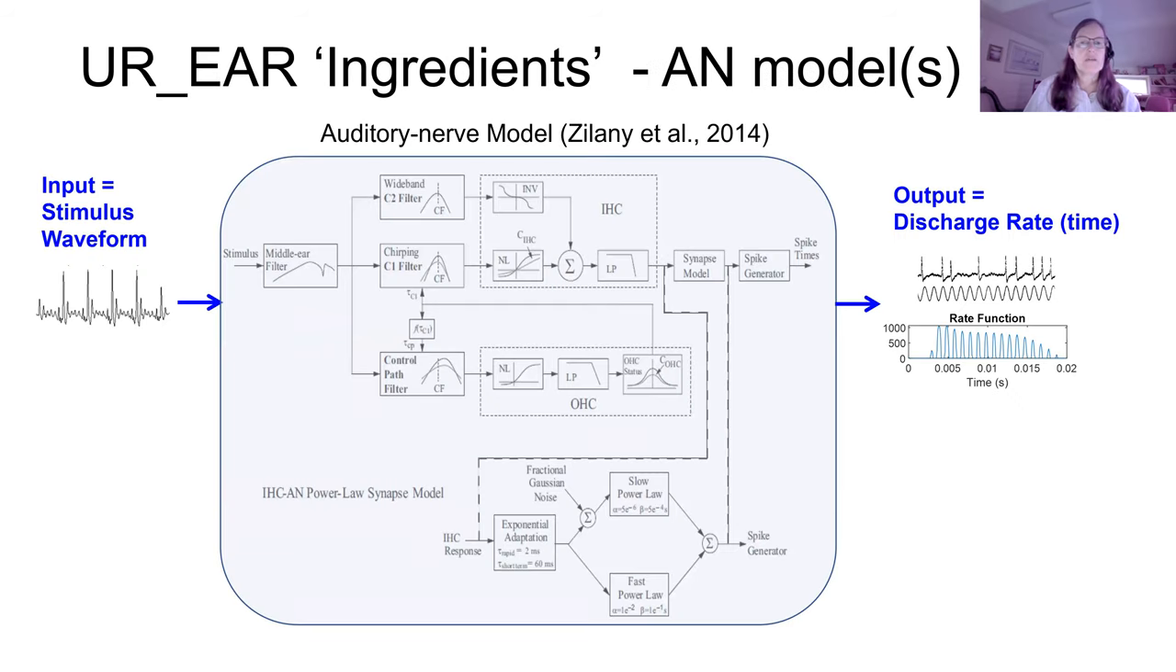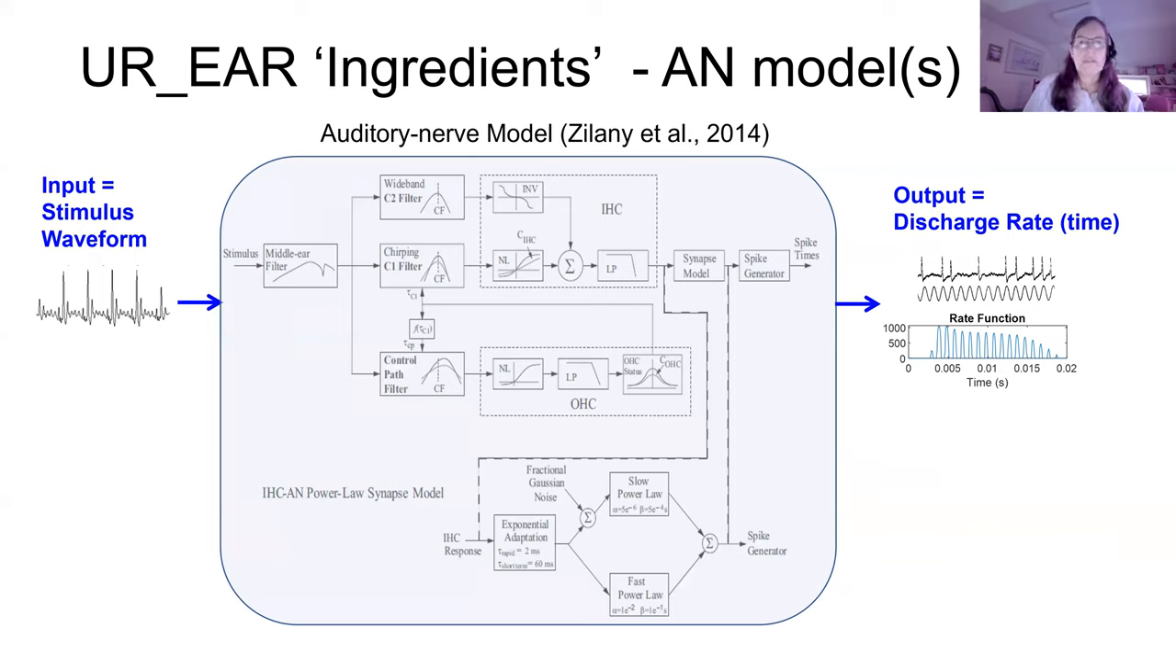So the ingredients of the code that's hosted on this site are auditory nerve models, which basically take an arbitrary stimulus waveform that's scaled in pascals, so it can be matched exactly to a psychophysical or physiological experiment. And the output of the model is a rate function, which is proportional to the probability of firing of an individual neuron as a function of time.